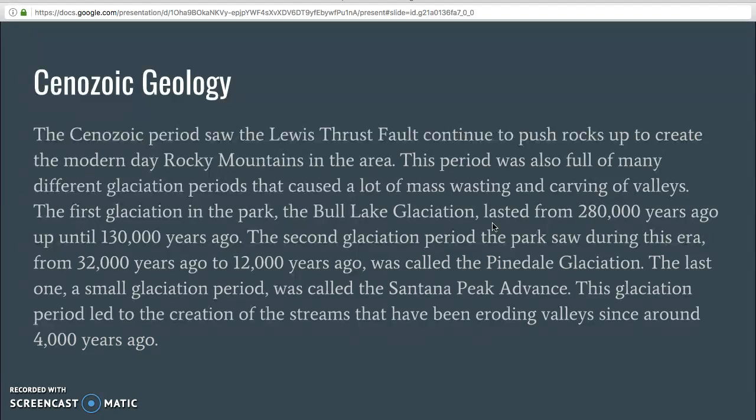The last one, a small glaciation period, was called the Santana Peak Advance. This last one led to the creation of the streams that have been eroding valleys in the park since about 4,000 years ago.